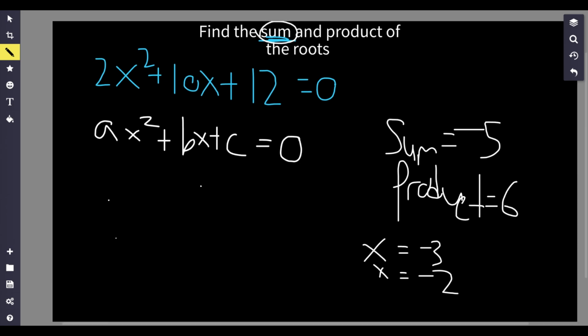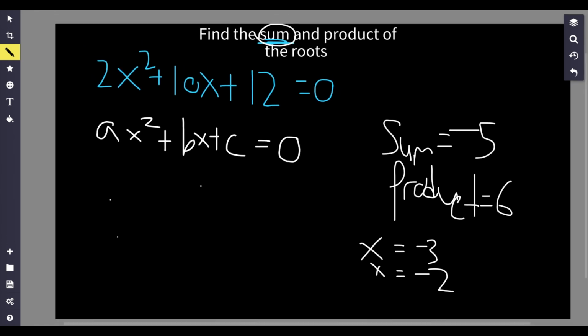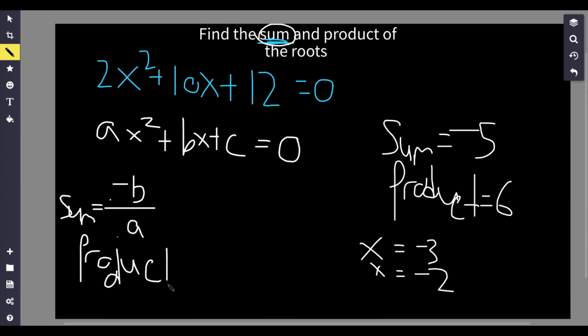Now, what if I told you that there was a much quicker way to do this problem? If you wanted to find the sum of the roots for a quadratic equation in standard form, the sum of the roots is just going to be -b over a. This is the sum. And then the product of the roots is just going to be c over a.